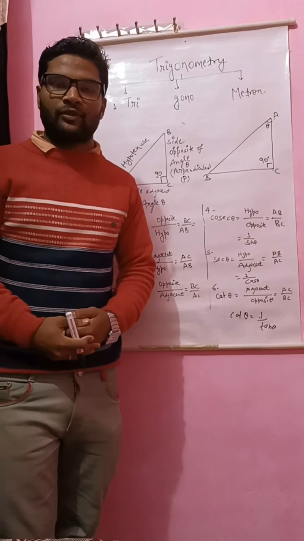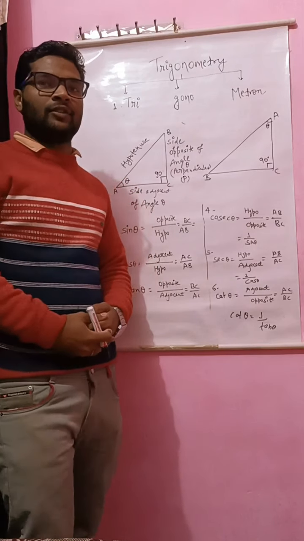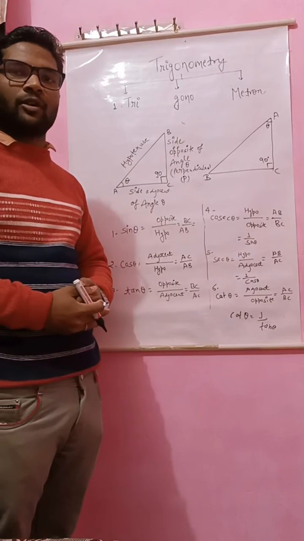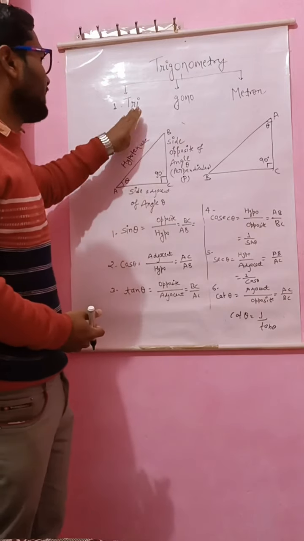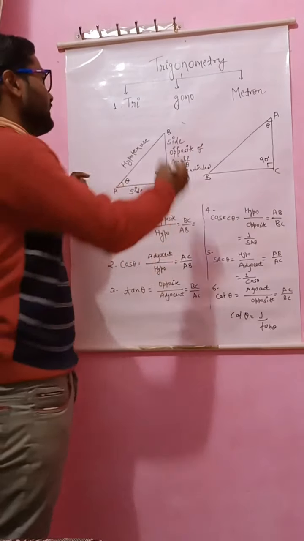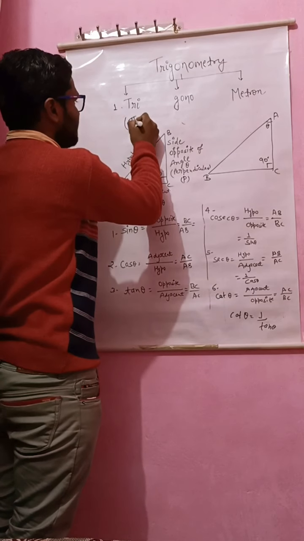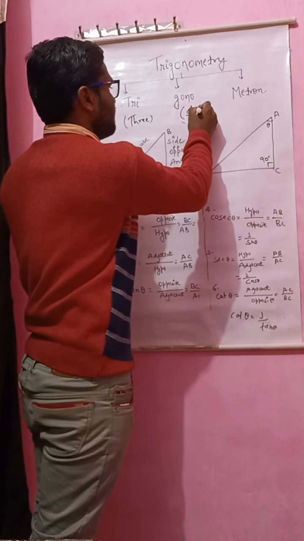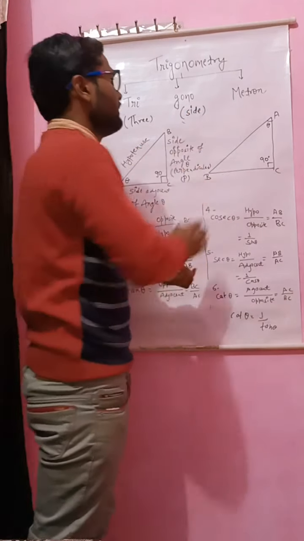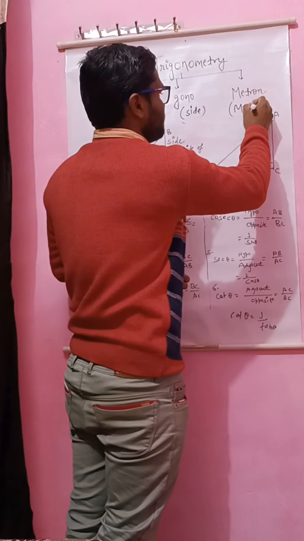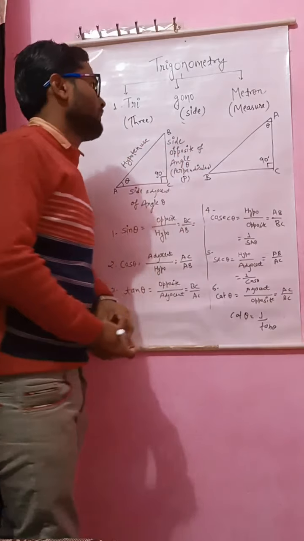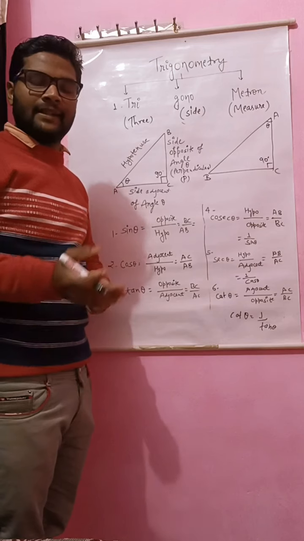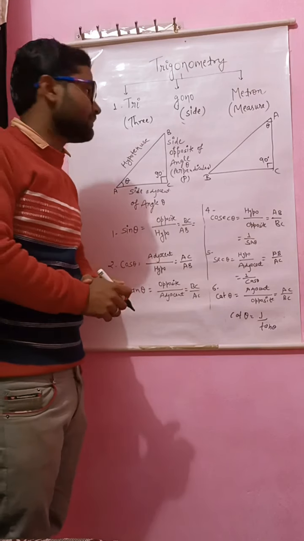Today we study some concepts of trigonometry. So first, understand what is trigonometry. Trigonometry is derived from three Greek words. First is tri, second is gono, and third is metron. The meaning of tri is three, the meaning of gono is side, and the meaning of metron is measurement. So in trigonometry, we will discuss the relationship between angles and sides of this triangle.